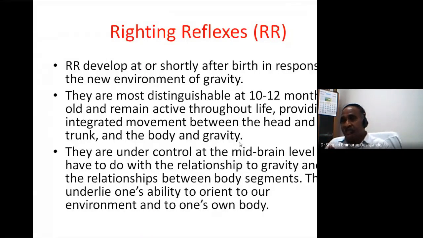But there are some righting reflexes that have a center in the cortex, just like the visual righting reflex. In this visual righting reflex, however, they have to talk to the midbrain. So the midbrain is the integrating center for the entire righting reflexes.